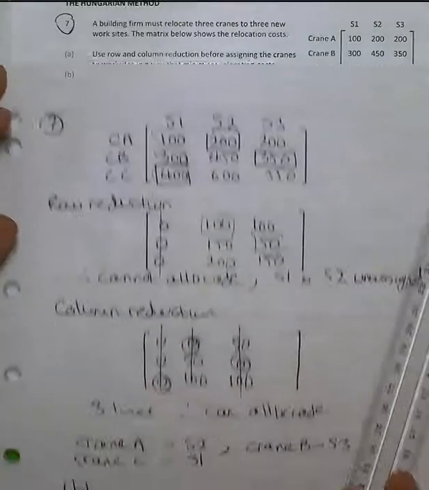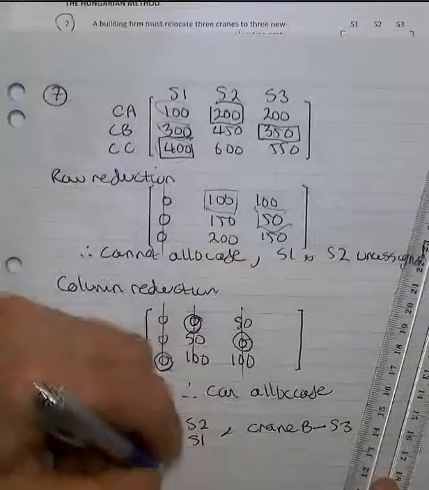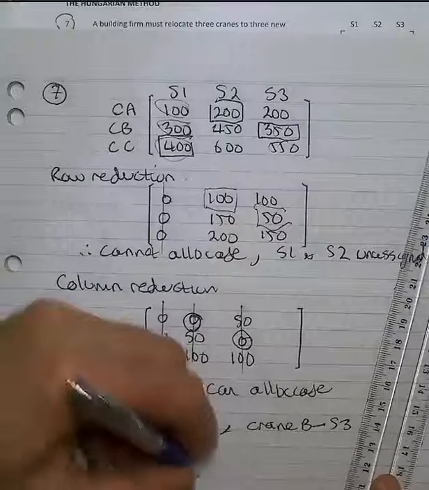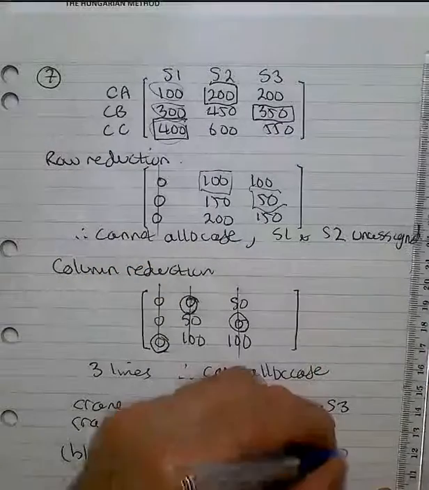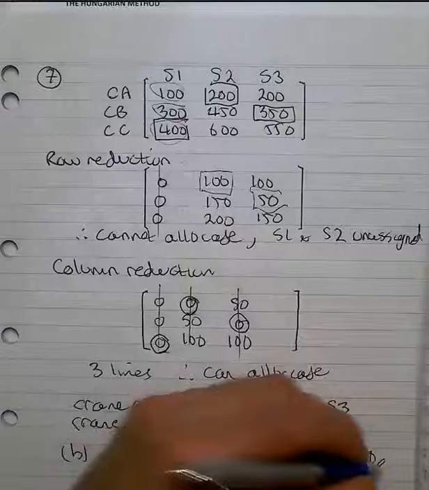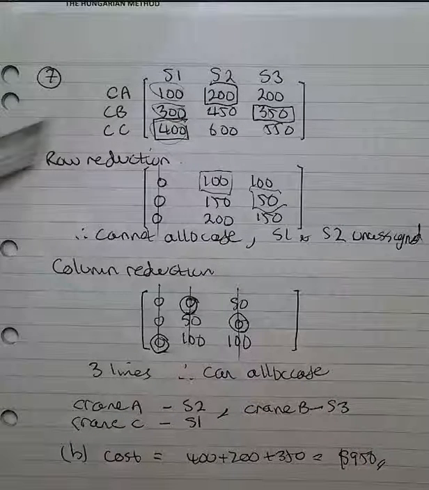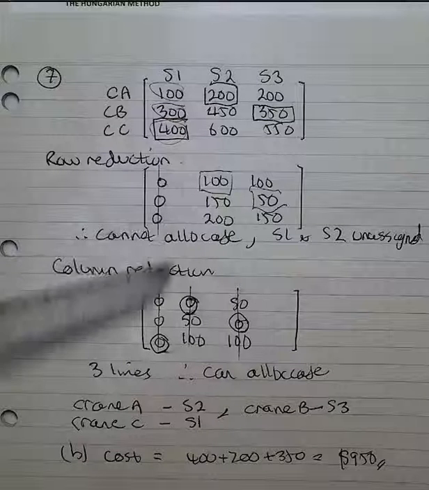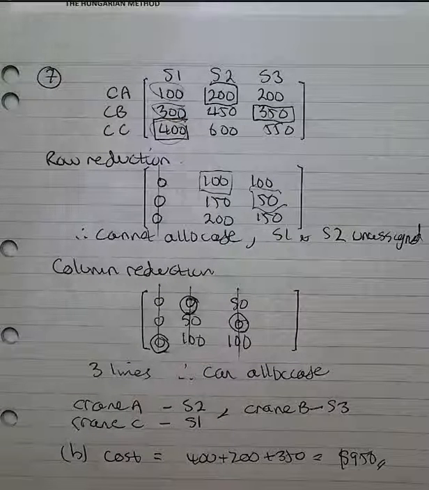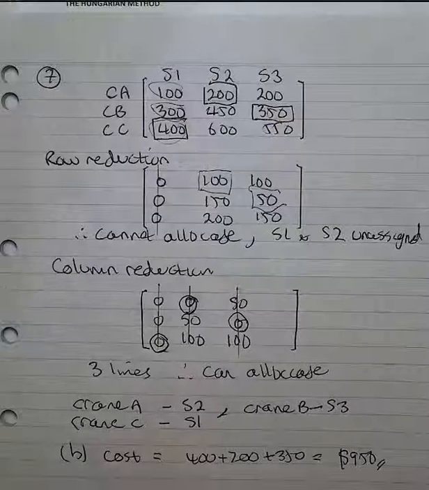Now the cost involved with that: $400, $200, and $350, which will give a grand total of $950. So identify the smallest member in each row, undergo row reduction. Couldn't allocate. I then try column reduction. And at the end of that process, fortunately, I have 3 distinct zeros, and I can then allocate.